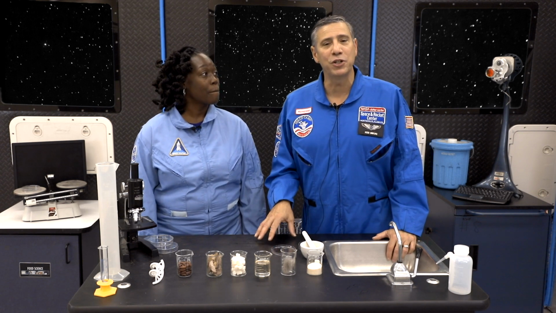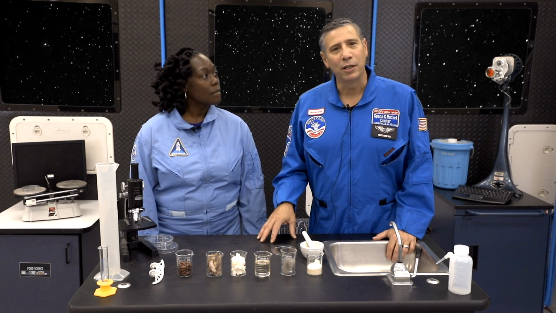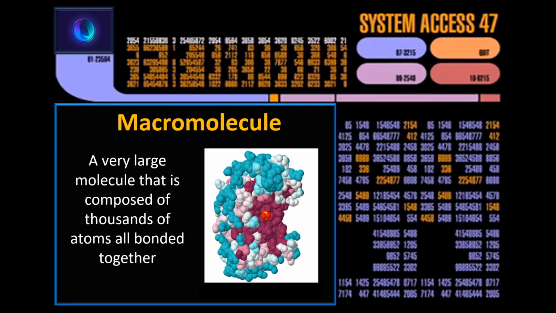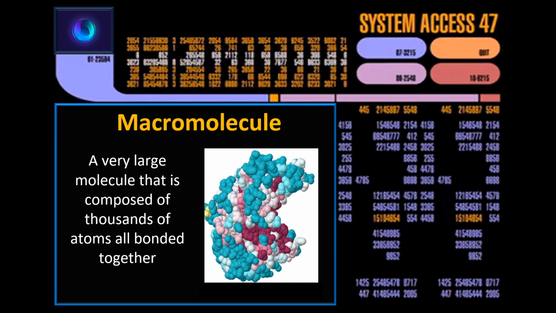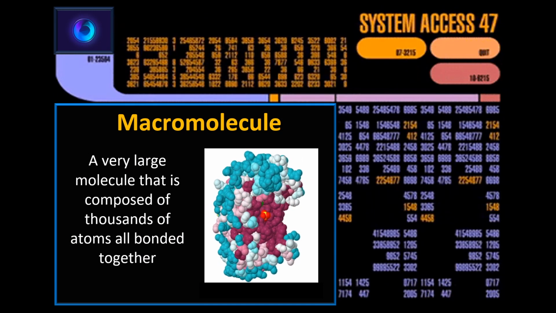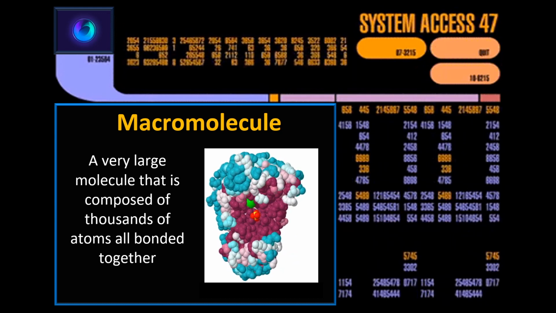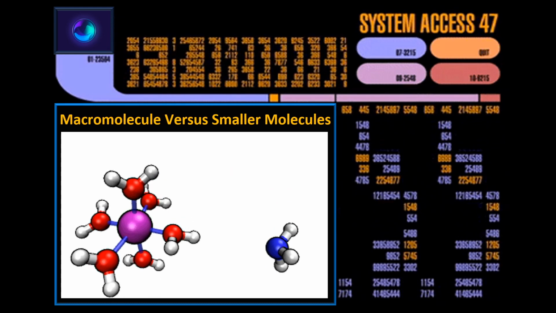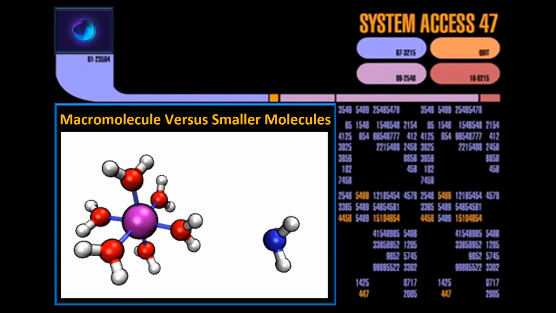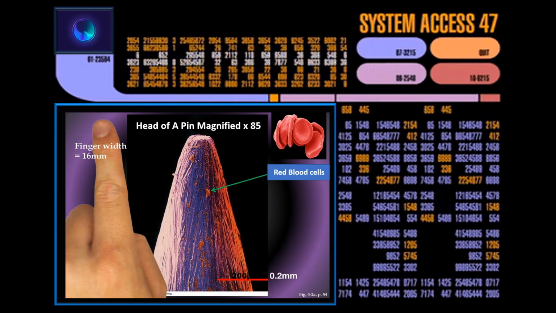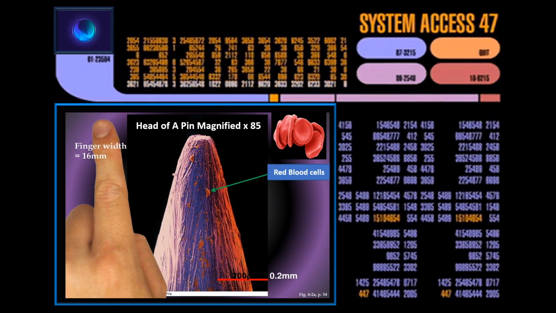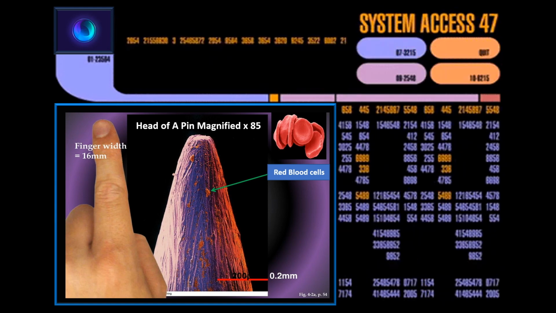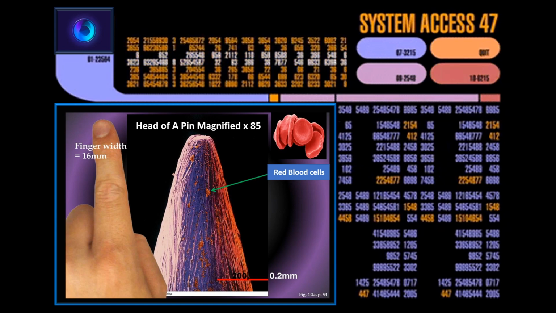I think to start with, we should have Aurora explain it. Aurora, could you please explain to our students what a macromolecule is? A macromolecule is a very large molecule that is composed of thousands of atoms all bonded together. Describing macromolecules as large is relative. They are referred to as macro because they are large compared to other smaller molecules. However, this does not mean that they are large enough to view with the naked eye. Even a large macromolecule like blood hemoglobin is still 1,000,000 times smaller than a grain of rice.